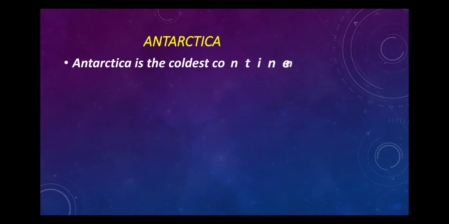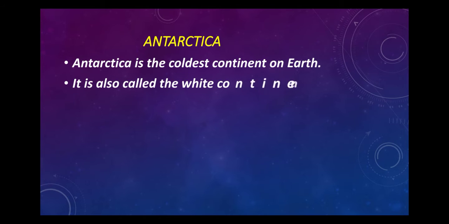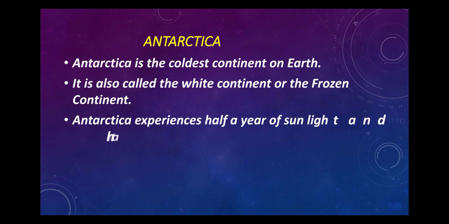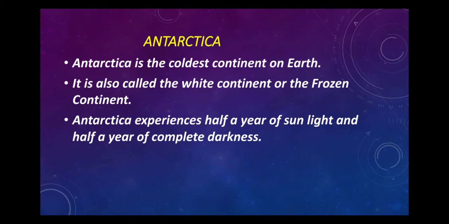Children, now we are going to learn about Antarctica. Antarctica is the coldest continent on the earth. It is also called the White Continent or Frozen Continent because it is fully covered with snow. Antarctica experiences half a year of sunlight and half a year of complete darkness.